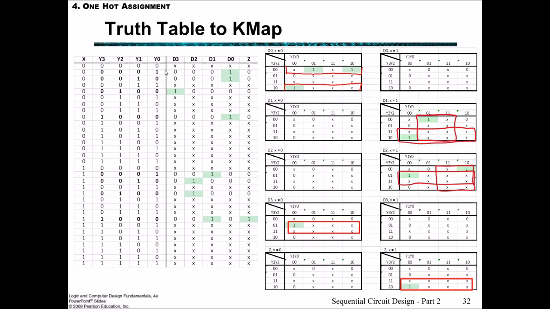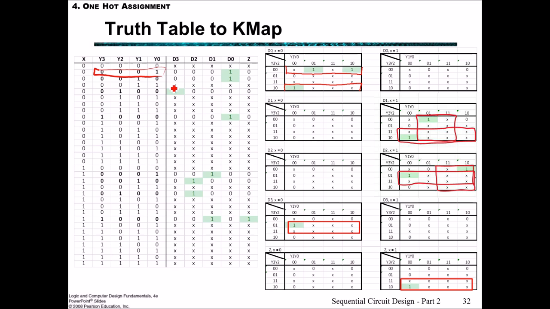The reason I've bolded some of these on the left-hand side is that they correspond with output values that we actually do care about. All the rest have don't cares in them. So for example, we have lots of don't care conditions here, mainly because we have two ones, which doesn't happen in one-hot assignment. We only have one one. An example would be these ones that are bolded, where there is only one one. That's the only time we have an output that we actually care about. The other ones will have all XXXX, because we don't care about it.